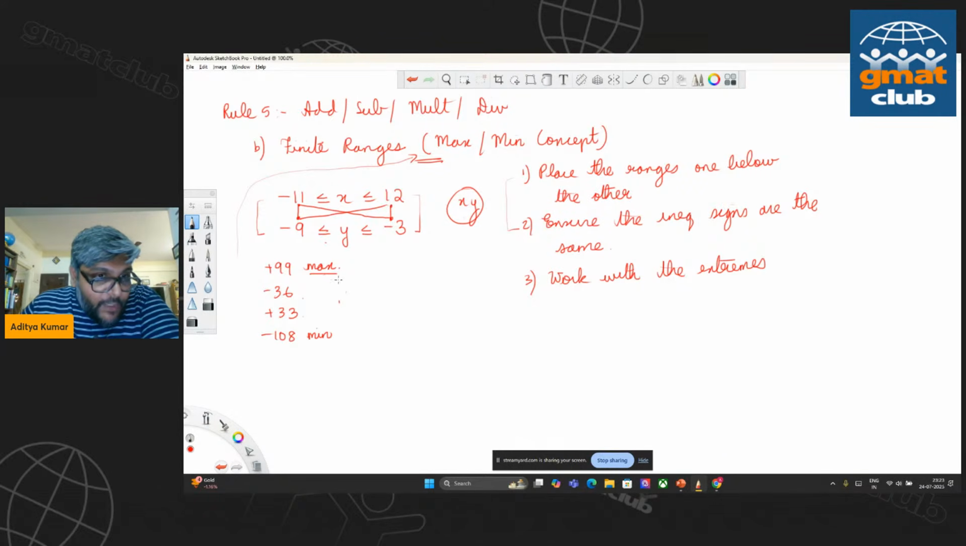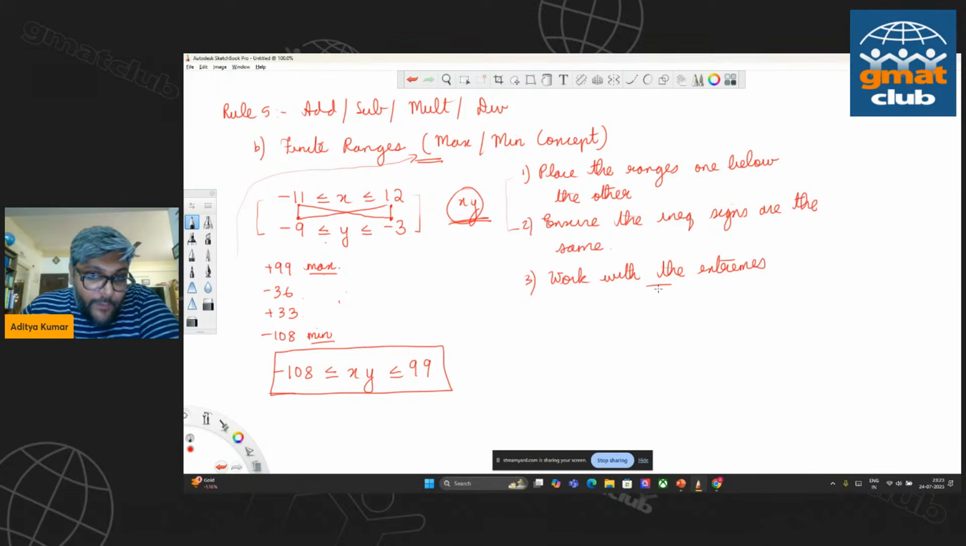So now since I've got the maximum and the minimum, I can get to a range for xy. So I know the range of xy should be between minus 108 and plus 99. And now I can use this range to my advantage to reason certain things out. So I'm working with the extremes. I'm getting to four possibilities. I'm taking the max out of it. I'm taking the min out of it. And then I'm writing my range for whatever they've asked me.